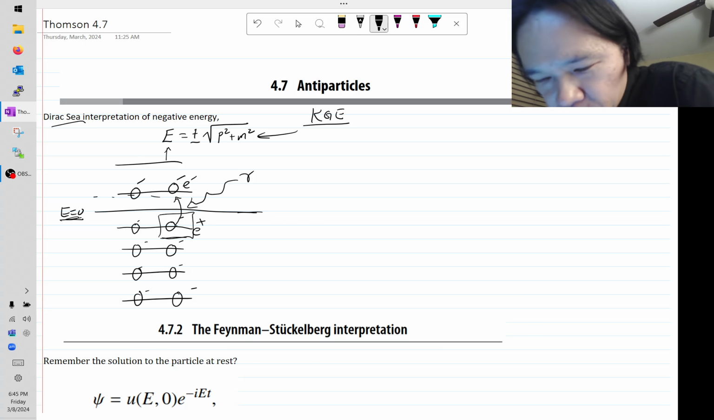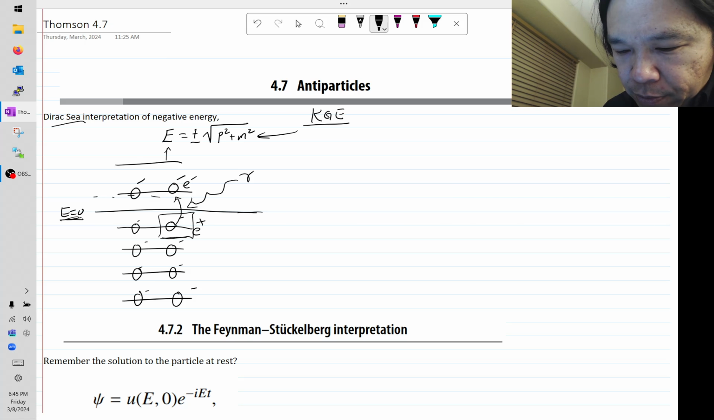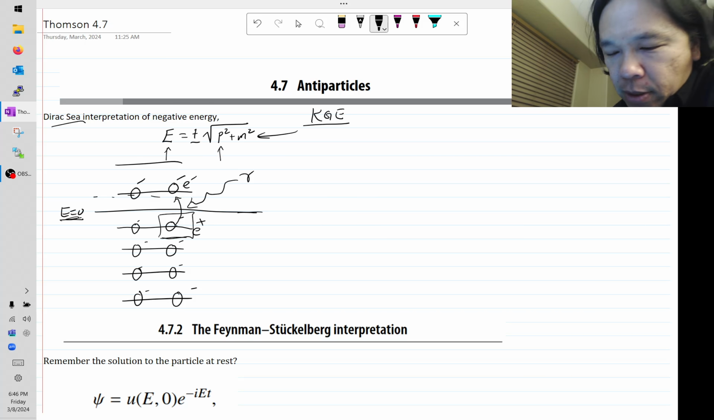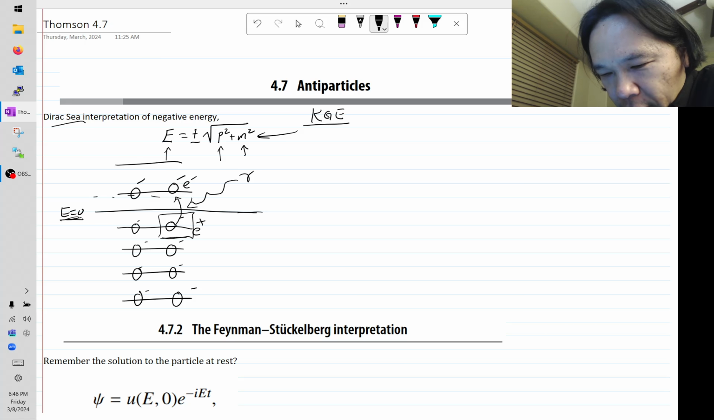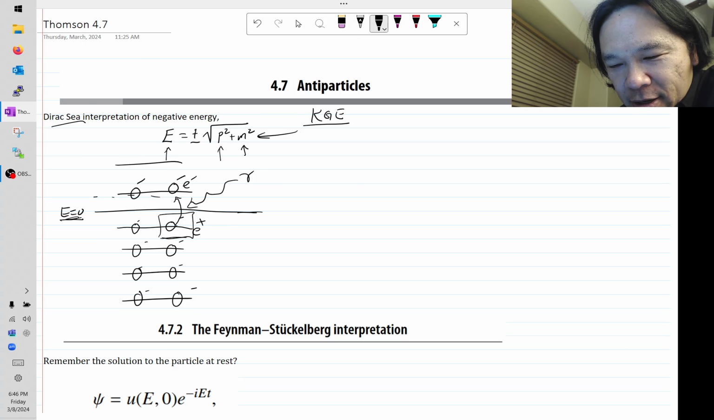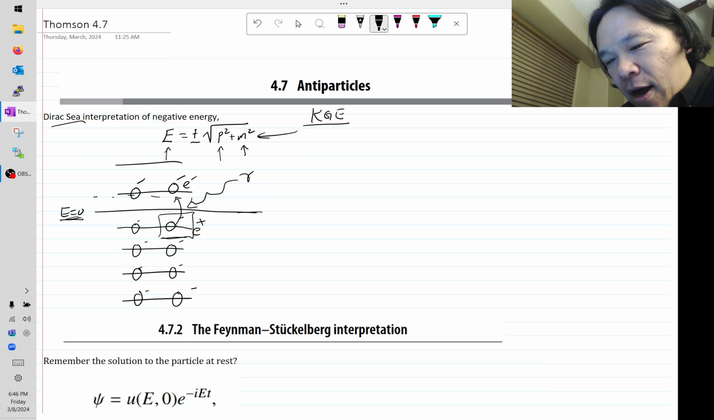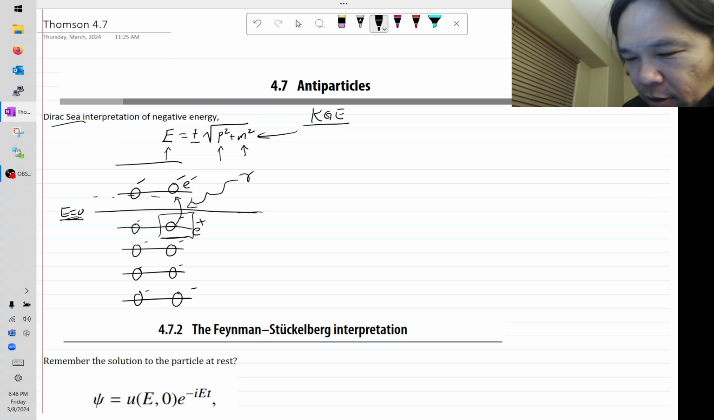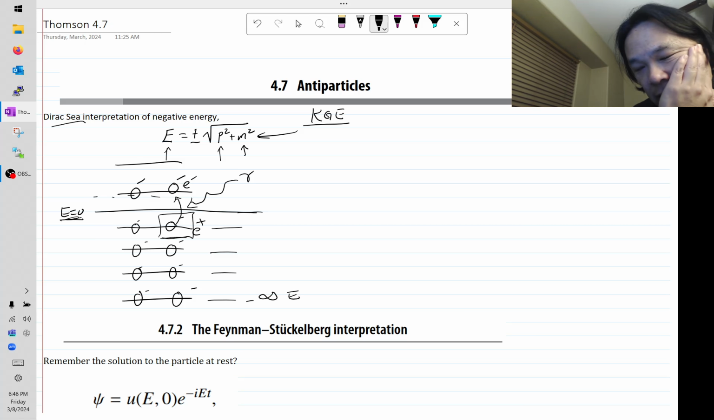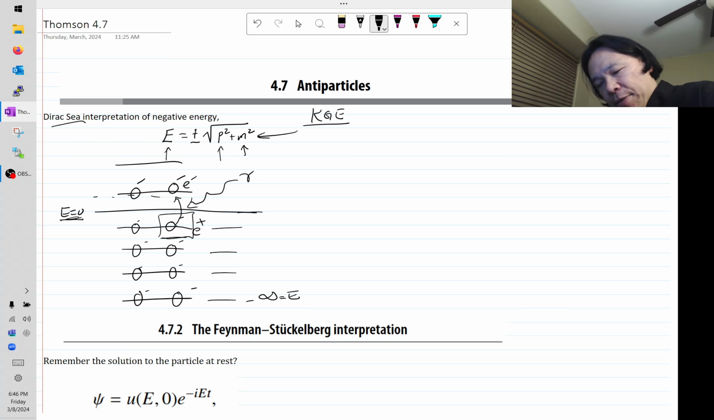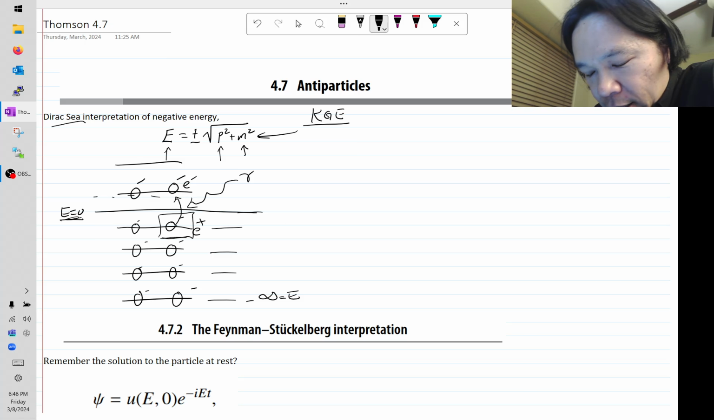So this is a great interpretation, right? So what's the problem with this? The energy is a function of momentum and mass, fine. But momentum can be from 0 to infinity. There's no limit to how high you can make this momentum. So this well goes on to negative infinity energy, and negative infinity energy is hard to deal with because it's not a well-defined thing.